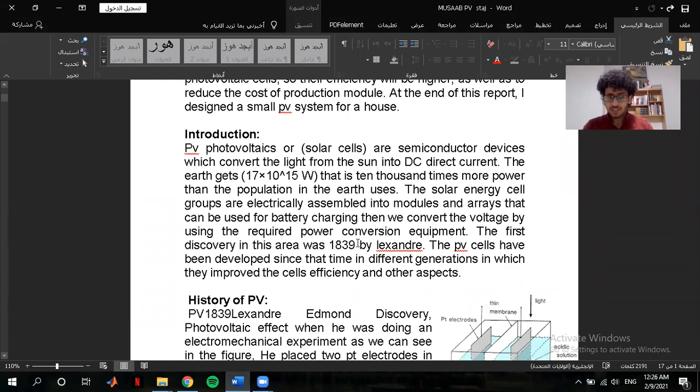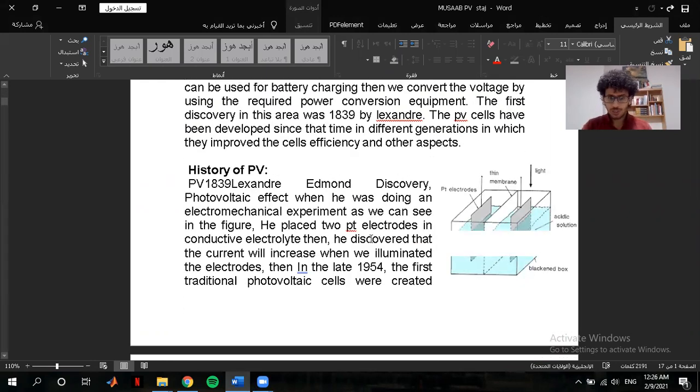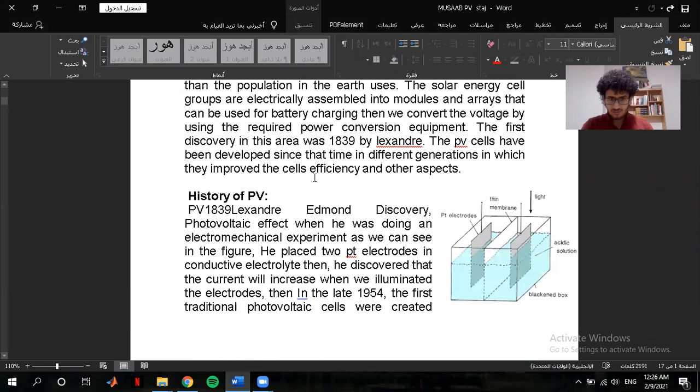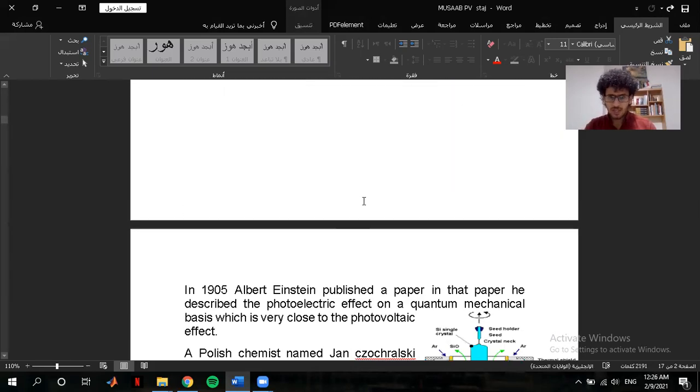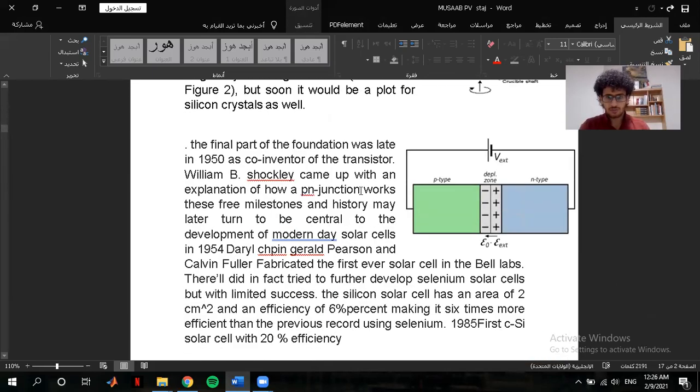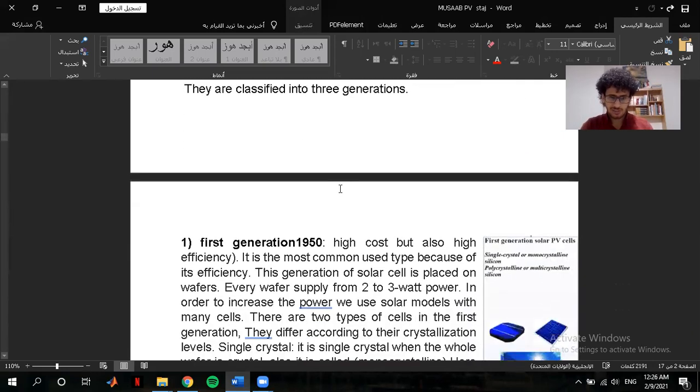They are semiconductor devices which convert the light from the sun into DC, direct current. The earth gets about 17 times 10 to the power 15 watts, which is 10,000 times more power than we use on the earth. The first discovery in this area was in 1839 by Alexander. I'm trying to go so fast because I have a design at the end of this presentation.